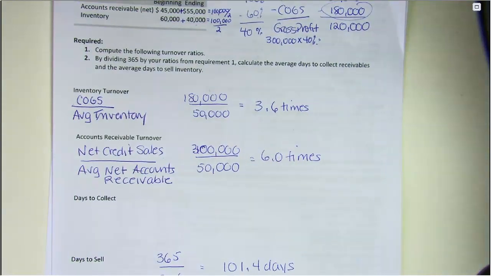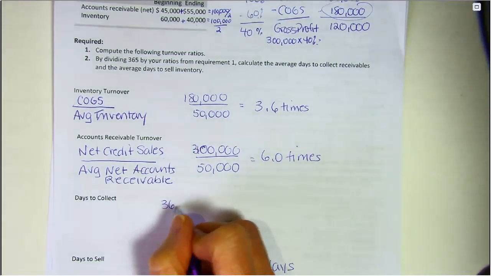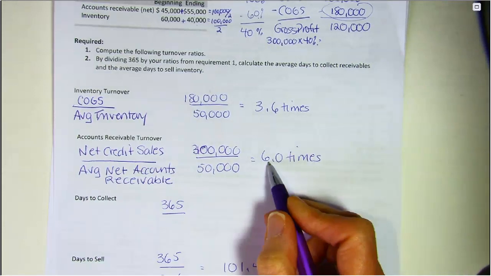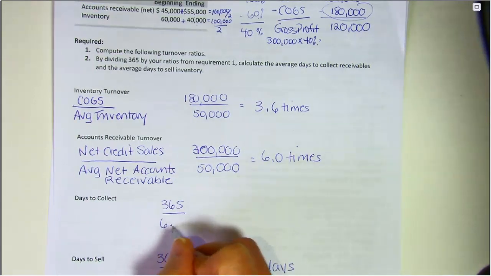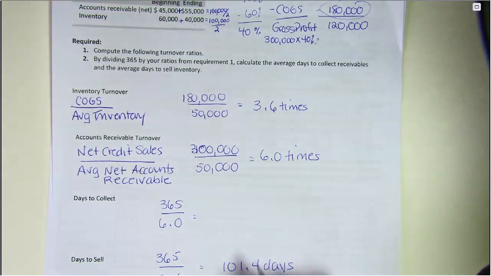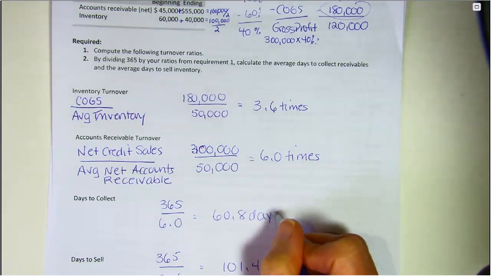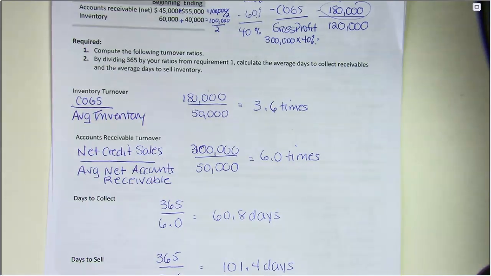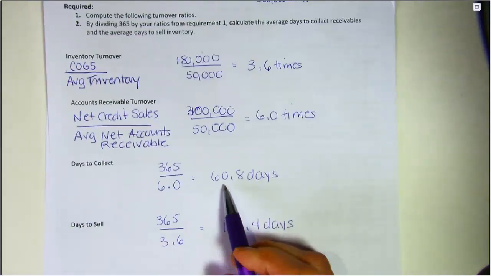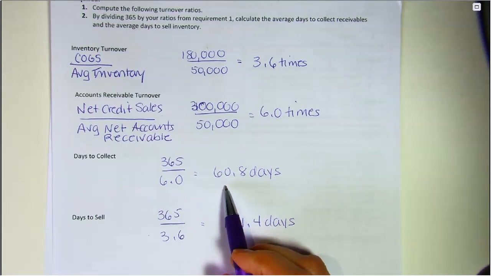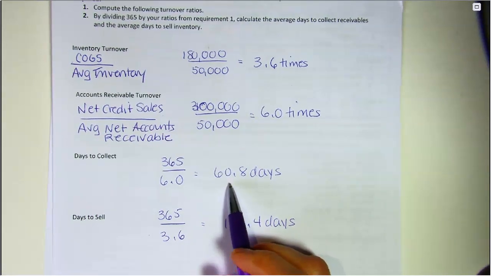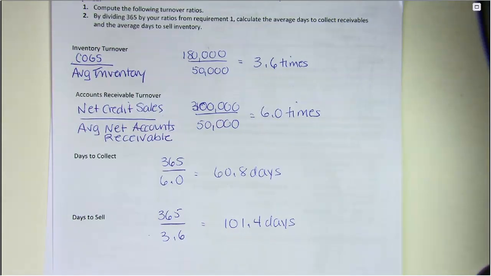So how many days would that be? Well, let's take 365 days and divide by that 6 times, and we get 60.8 days it takes to collect. Now that's a very long time. But if your credit policy is 60 days, then you're pretty close. You're almost on top of it. However, if your credit policy is to collect within 30 days, then you're a whole month behind on your collections.